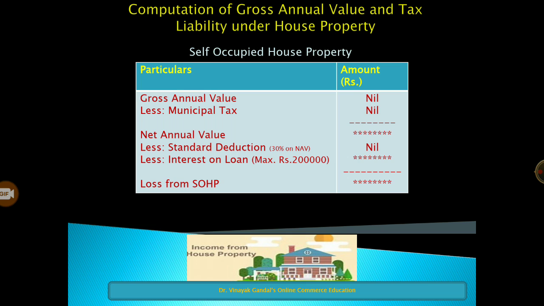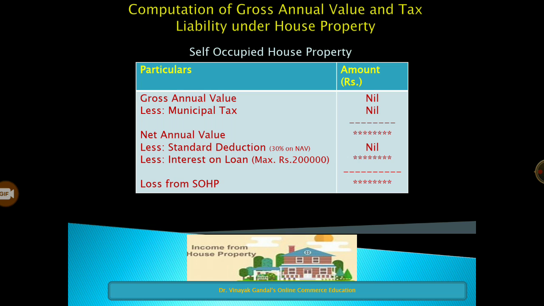So the maximum exemption limit of interest on loan taken for construction or for purchase of house property is rupees 2 lakhs. Means assessee can get the exemption of interest on loan in the case of self-occupied house property up to rupees 2 lakhs only. So normally in the case of self-occupied house property, whatever interest on loan is paid by the assessee is to be treated as a loss from self-occupied house property.